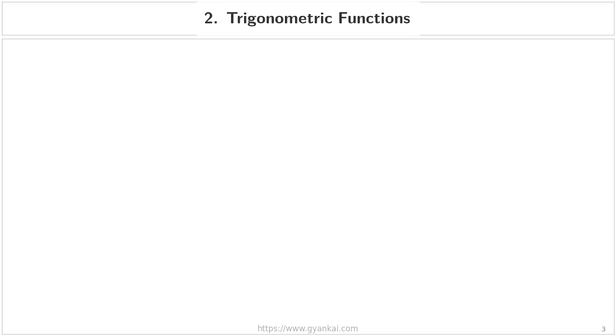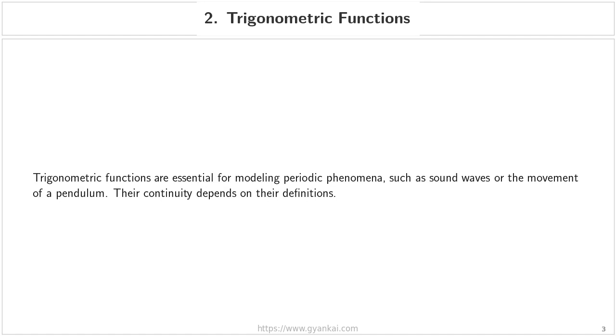2. Trigonometric functions. Now that we have analyzed rational functions, let us move on to the second part of our lesson: trigonometric functions. Trigonometric functions are essential tools in mathematics and science for modeling periodic phenomena, things that repeat in a regular cycle, such as sound waves or the rhythmic movement of a pendulum. However, it is important to note that their continuity depends entirely on how each function is defined.